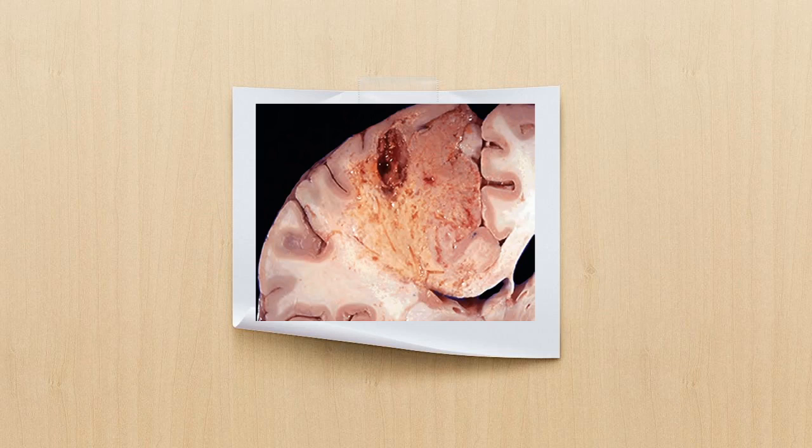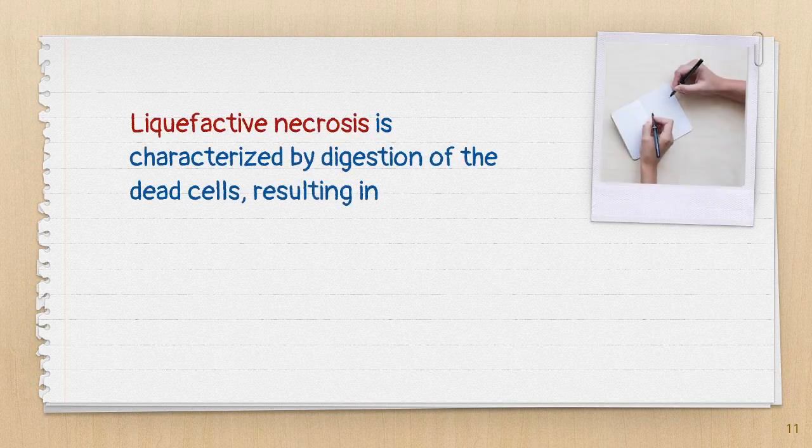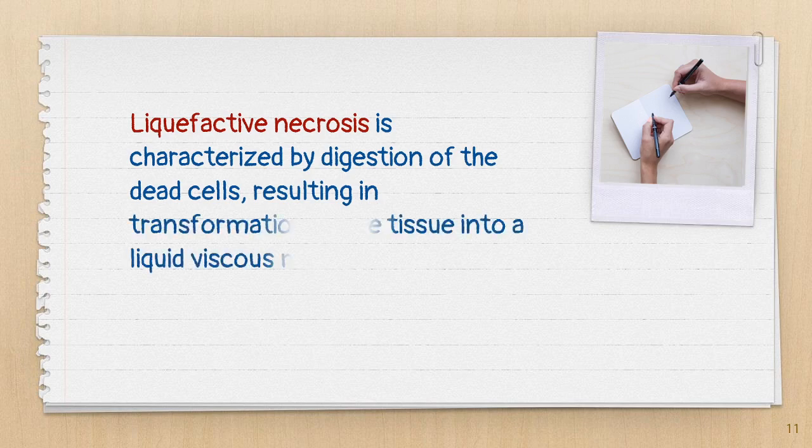Actually, for unknown reasons, the hypoxic death of cells within the central nervous system often manifests as liquefactive necrosis. We don't know the reason actually. Okay, so what is liquefactive necrosis? In contrast to coagulative necrosis, it is characterized by digestion of dead cells, resulting in transformation of the tissue into a liquid viscous mass.